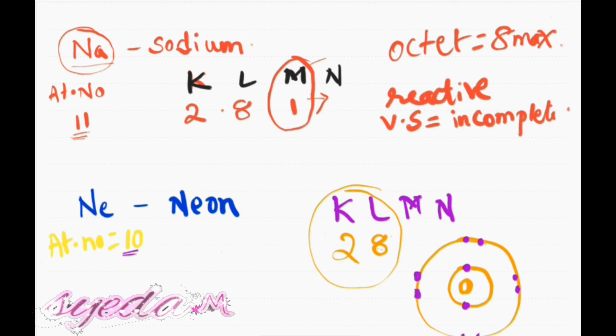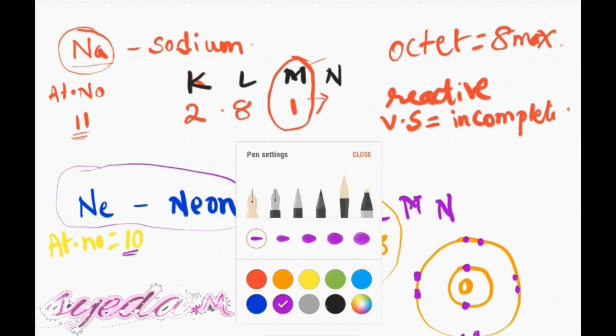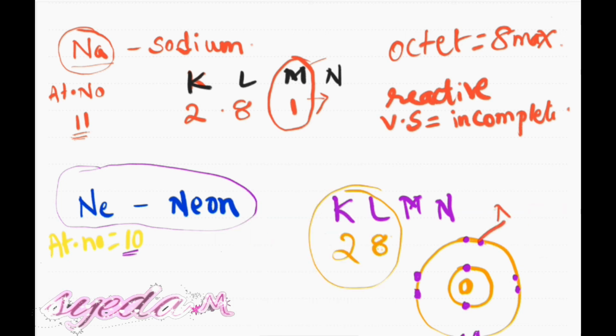So, this is a stable gas. Neon, we call it a noble gas, which is inert. These are inert gases. They are not at all active. They are highly stable. Noble gas, what valency will they have? 0 valency.